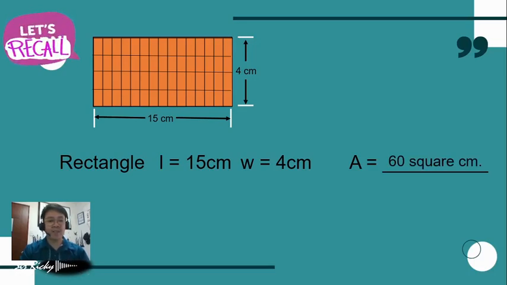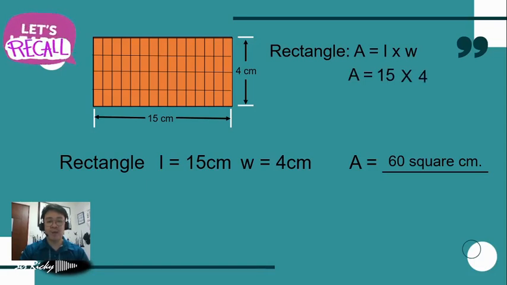Or we can just follow this formula. Area of a rectangle is equal to length times width, where L is equal to 15 centimeters and width is equal to 4. Therefore, 15 times 4 is equal to 60 square centimeters, or we can write it using this notation, 60 square centimeters.